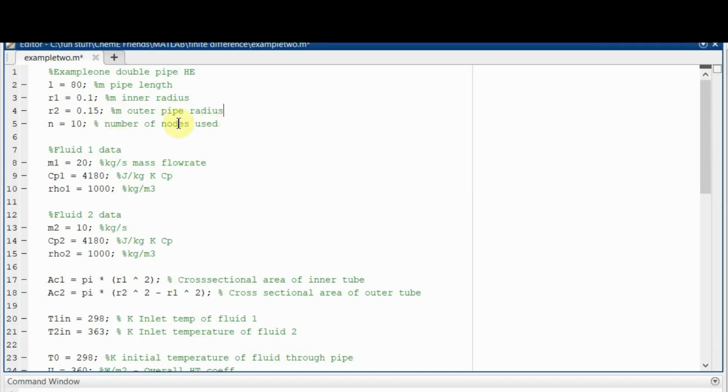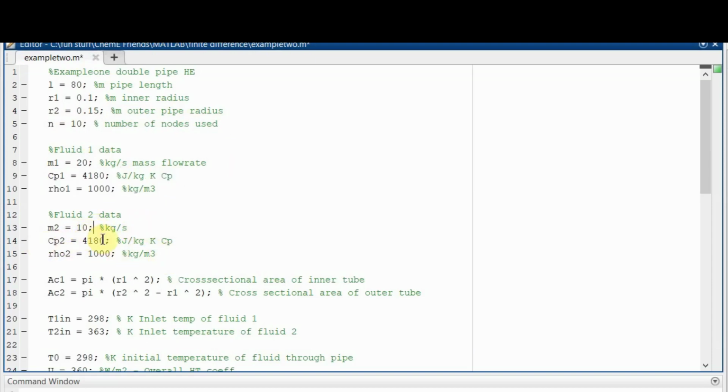And we have set the number of nodes as 10. We'll analyze how nodes affect our output later on. And we have mass flow rate, which is equal to 20 kg per second for the cold fluid, and specific heat capacity and density already given.